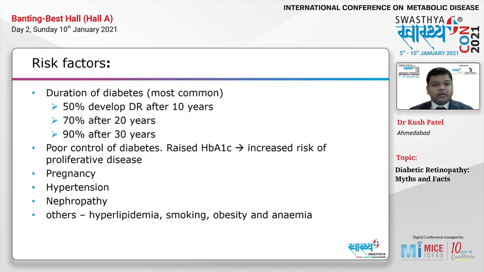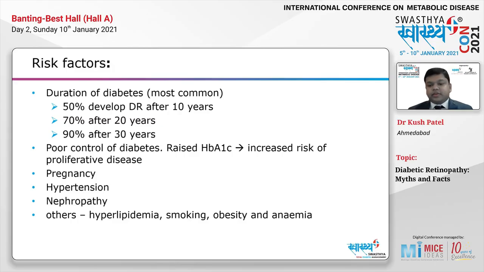What are the risk factors for developing diabetic retinopathy? One of the most common and most important risk factors is duration of diabetes. Around 50% of diabetic patients develop diabetic retinopathy after 10 years of diabetes, and subsequently 70% and 90% develop diabetic retinopathy after 20 years and 30 years accordingly.